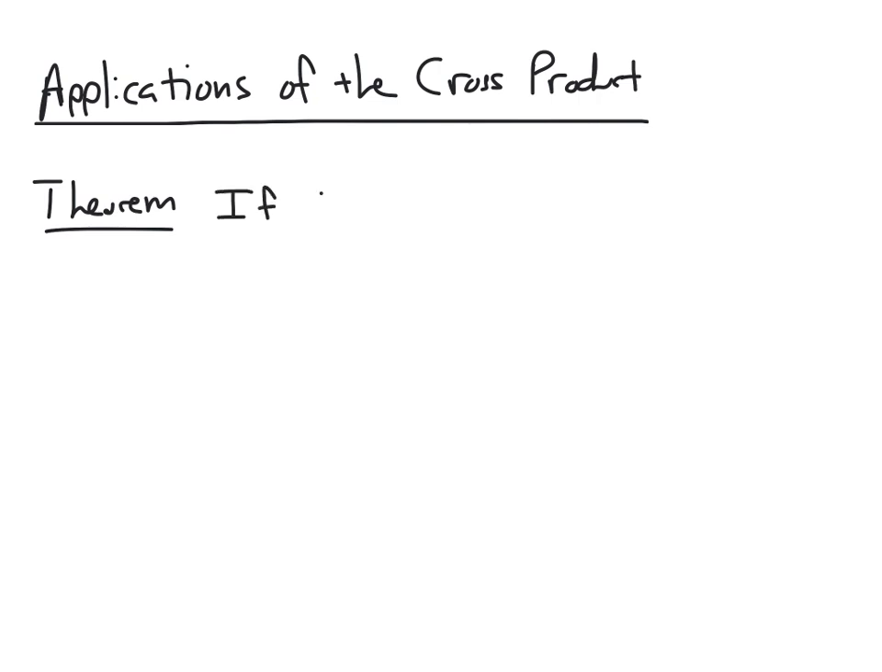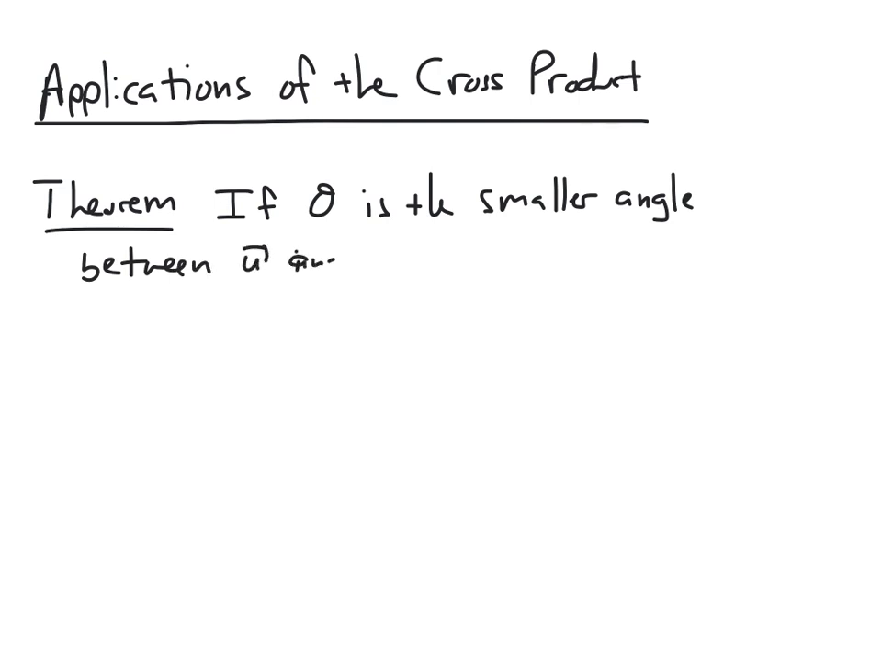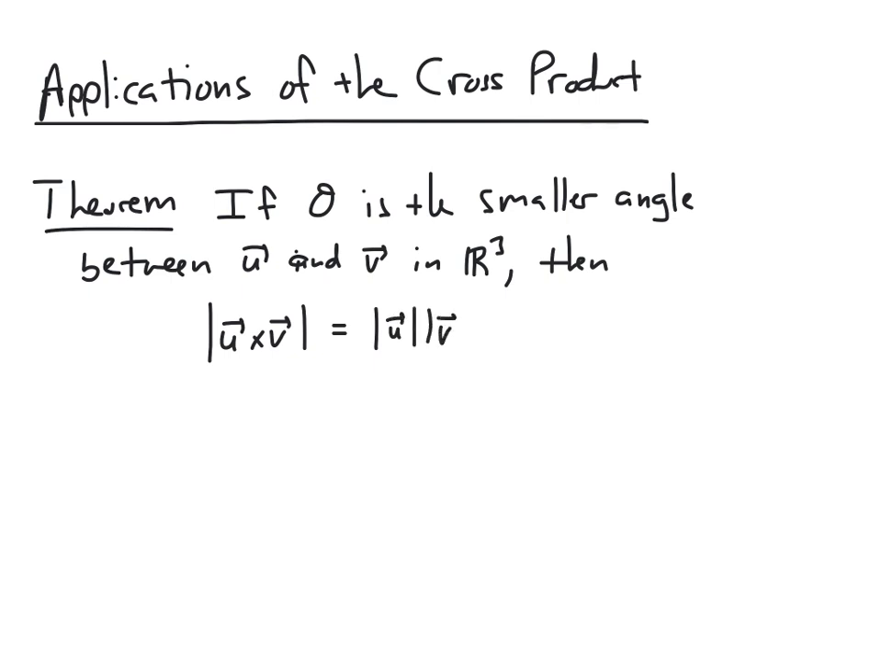If theta is the smaller angle between vectors u and v, and this has to be in R3 since we're talking about the cross product, then the magnitude of the cross product, u cross v, is equal to the magnitude of u times the magnitude of v times the sine of theta.